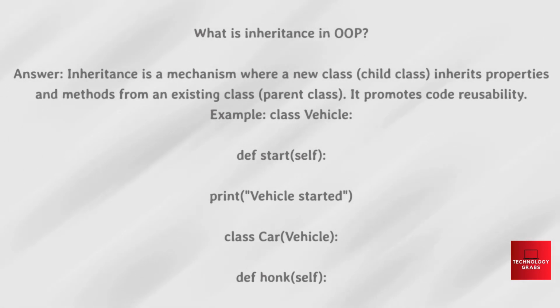What is inheritance in OOP? Answer: inheritance is a mechanism where a new class (child class) inherits properties and methods from an existing class (parent class). It promotes code reusability. Example: class Vehicle, def start(self): print "Vehicle started"; class Car(Vehicle), def honk(self): print "Car honks".